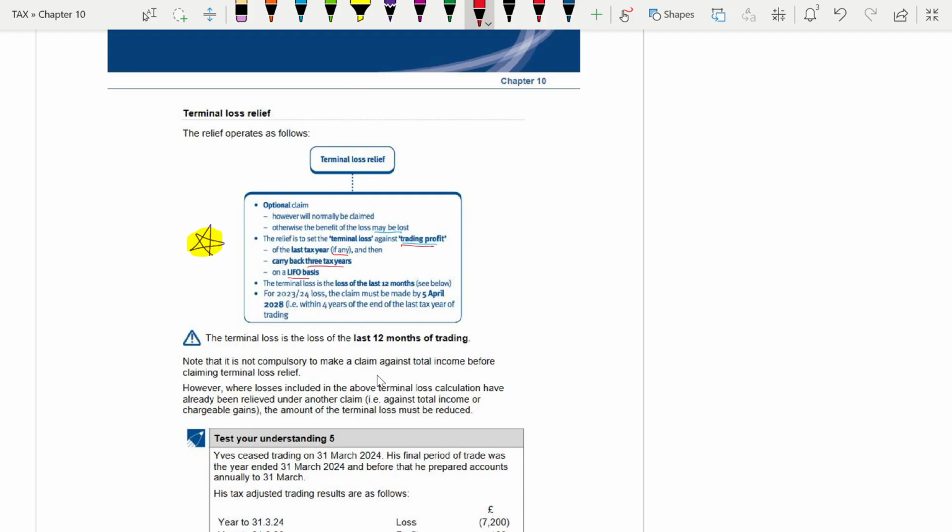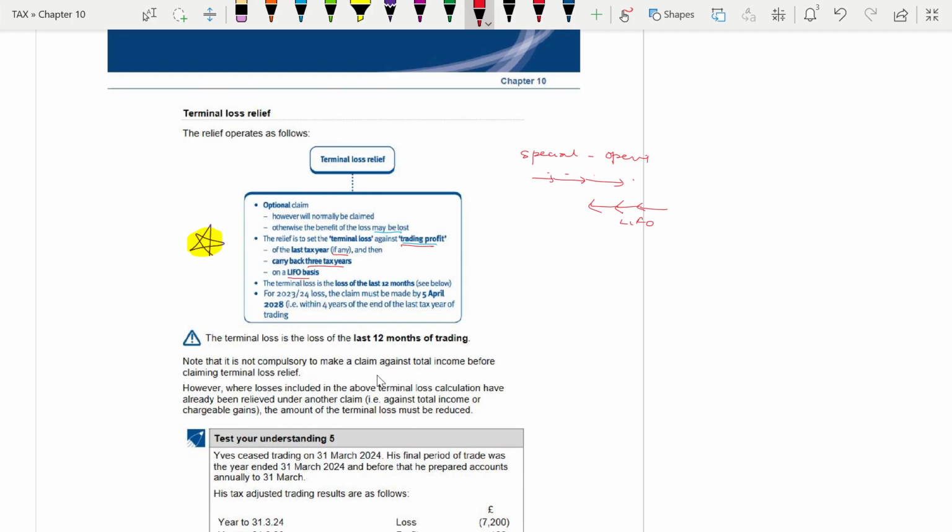See, in the special relief for opening years, we started from the first year, first in, first out. Whereas in trading loss relief, we go from the back. The last one will be the first one. The recent year will be the first one.